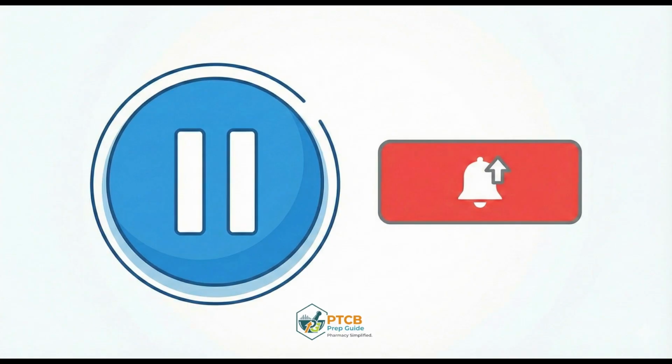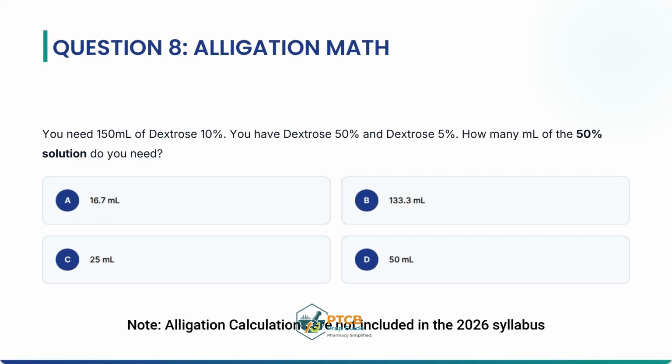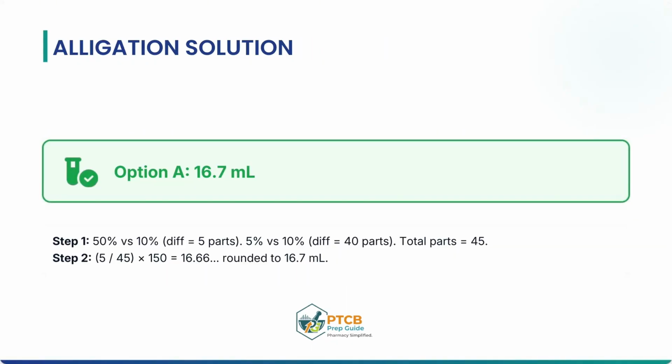Back to the quiz. How about question number 8, calculation time? You need 150 milliliters of dextrose 10%. You only have dextrose 50% and dextrose 5% in stock. How many milliliters of the 50% solution do you need? Option A, 16.7 milliliters. Option B, 133.3 milliliters. Option C, 25 milliliters. Or option D, 50 milliliters. The answer is option A, 16.7 milliliters.